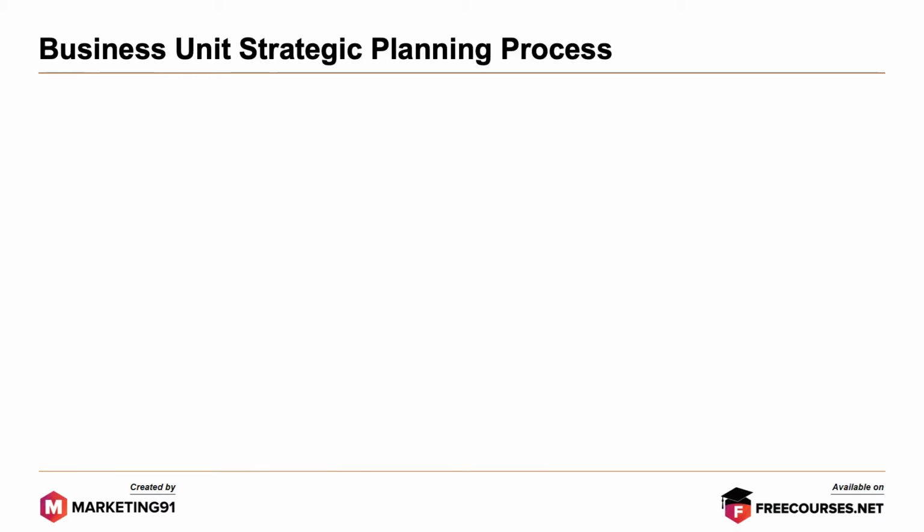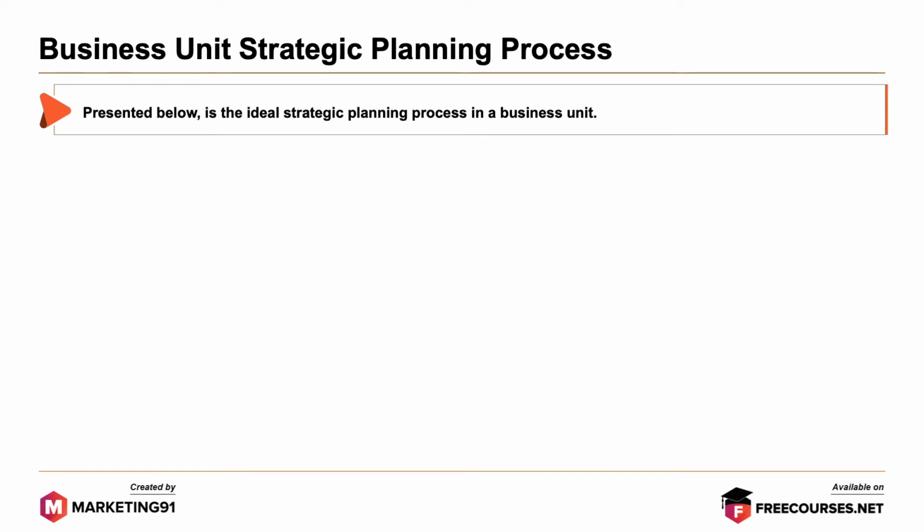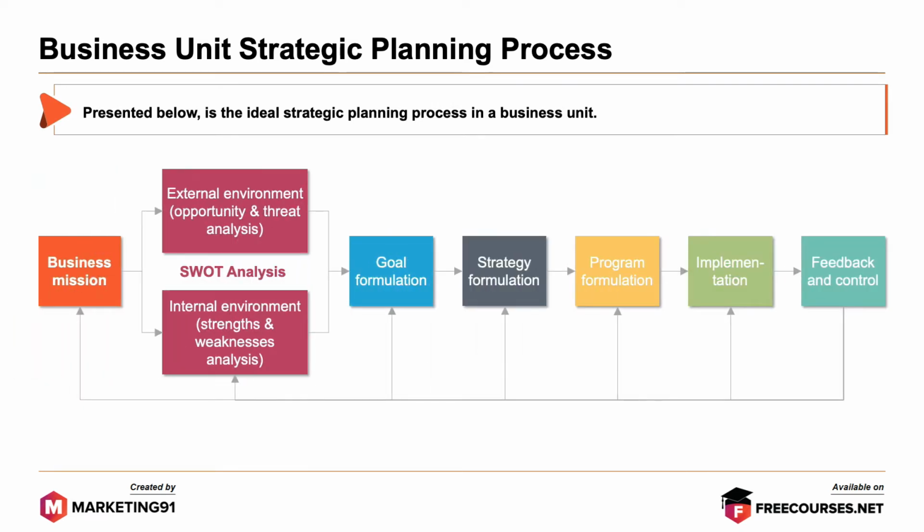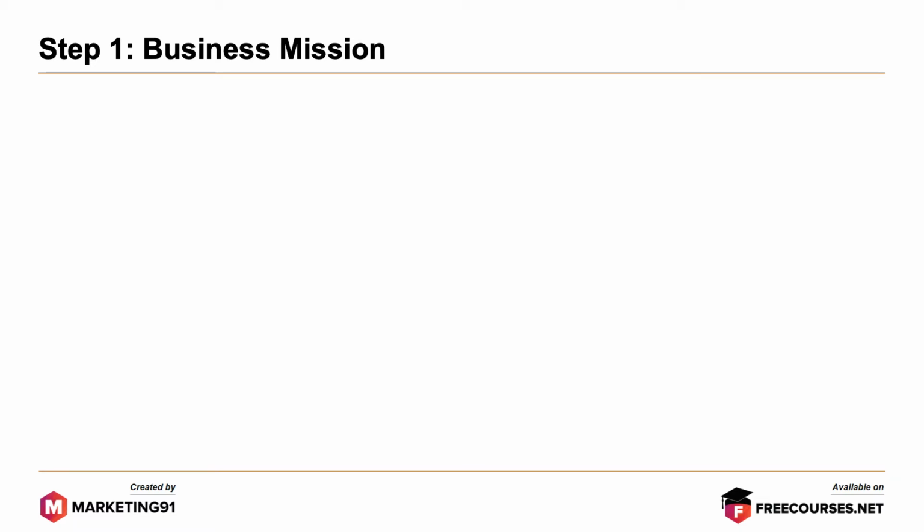Next, business unit strategic planning process. Presented below is the ideal strategic planning process in a business unit. It has various connected steps, starting from business mission, moving on to SWOT analysis, goal formulation, strategy formulation, program formulation, implementation, and finally feedback and control. Let's look at each one of them briefly, starting with business mission.